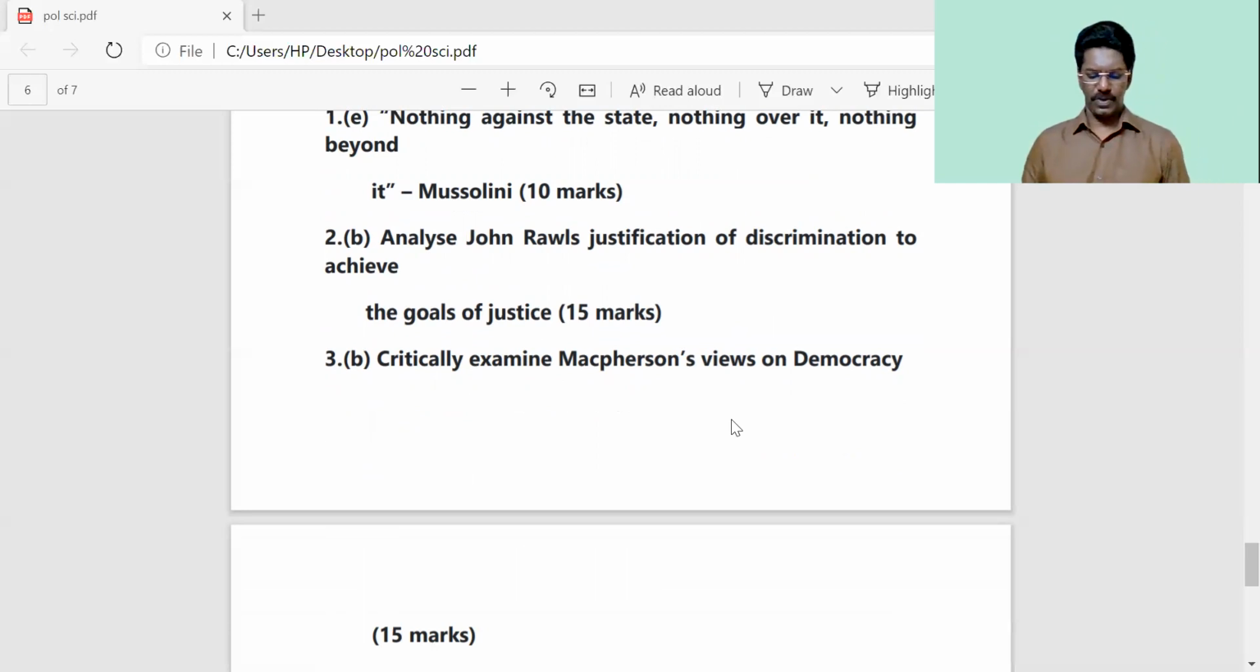Some more ideologies. If you go to 3B, there was a question regarding Macpherson's view on democracy in the 2018 mains PSIR paper. Third B is talking about Macpherson's view on democracy. Why? Simply because he died in 1987, and 2017-18 is the 30th death anniversary. So to commemorate him, UPSC asked this question on Macpherson's view on democracy, the first time in PSIR history.